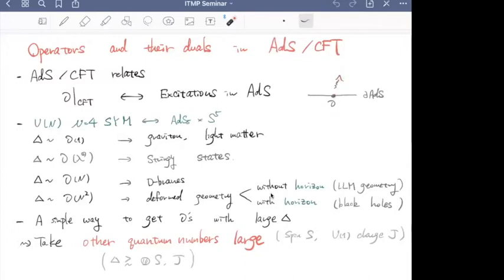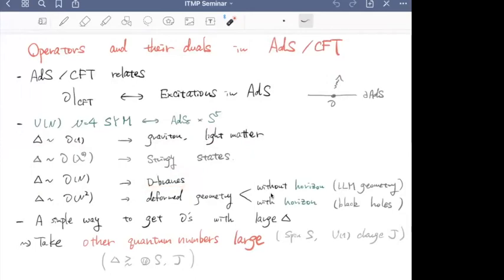For concreteness, let's consider the U(N) N=4 super Yang-Mills in the large N limit. We know that's going to be dual to string theory, which is quantum gravity, defined on AdS5 times S5 spacetime. What's important for my talk is that, depending on the dimension of the operator, it admits a different dual description. For example, if you consider an operator with dimension of order 1, then that's going to be dual to a graviton or light matter field in AdS spacetime. Whereas if you consider an operator whose dimension is of order N, that's going to be dual to D-branes.